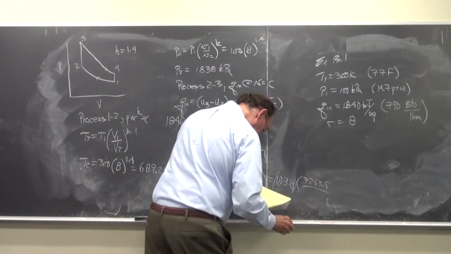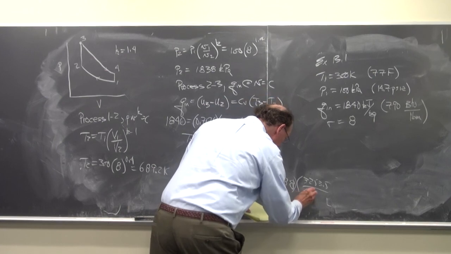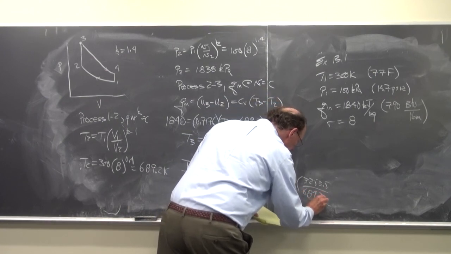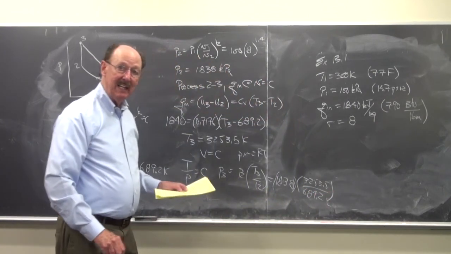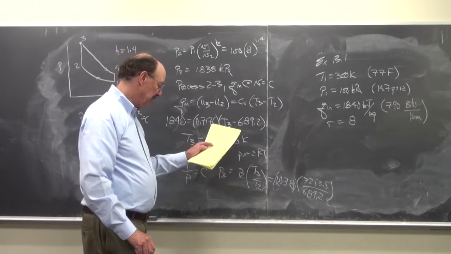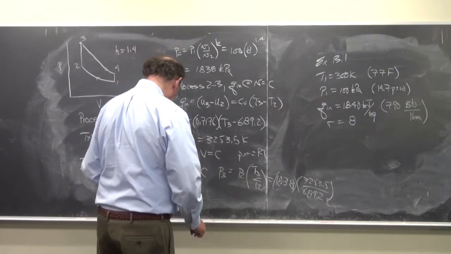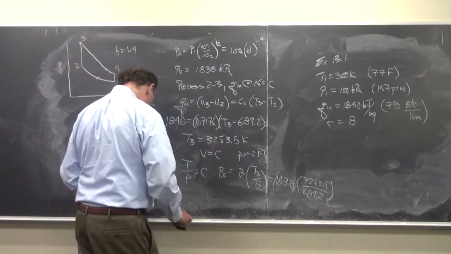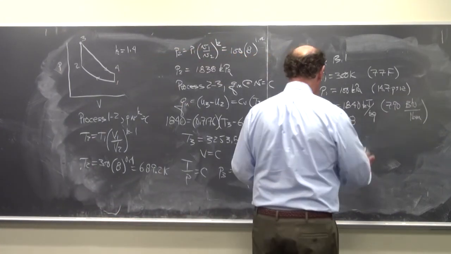3253.5 divided by 689.2. One really doesn't need the final decimal points, but this way you can follow it. So then P3 is 8676 kPa.